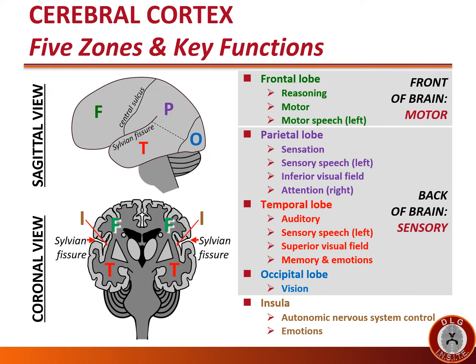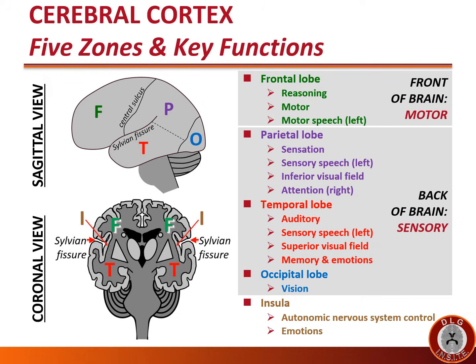Looking at the cerebral cortex in more detail and its 5 zones with their functions, recall that the front of the brain is more involved with motor activities and the back of the brain is more involved with sensory activities. And specifically by front, we mean the frontal lobe, which is the center for reasoning, motor activity, and motor speech, especially on the left side of the brain. The parietal lobe, more posterior, is involved with sensation, sensory speech on the left side of the brain, inferior visual field control, and attention on the right side of the brain.